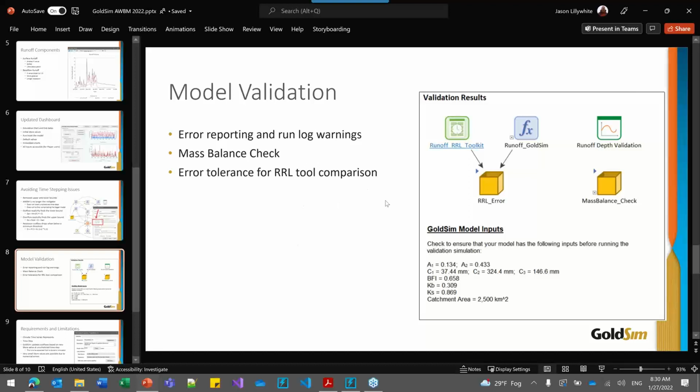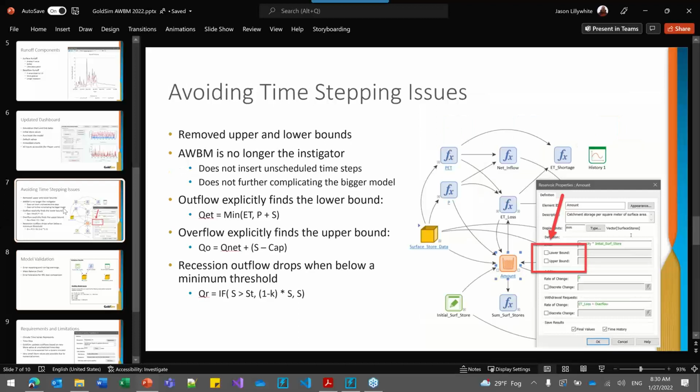So we added that to the model to provide some more confidence in this implementation. Okay, but the big change that we made that I want to talk about is not necessarily a change in the way that we conceptualize the model, but instead just the way that we handle working around the bounds of these stores that are in the model.